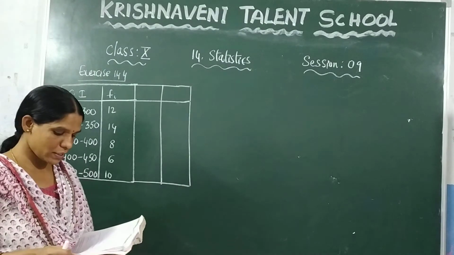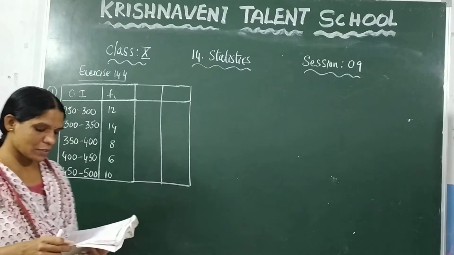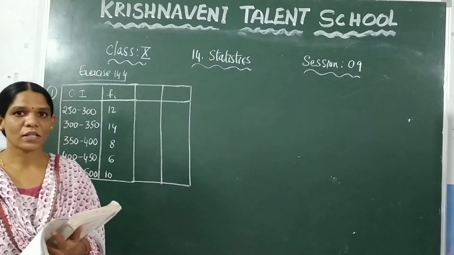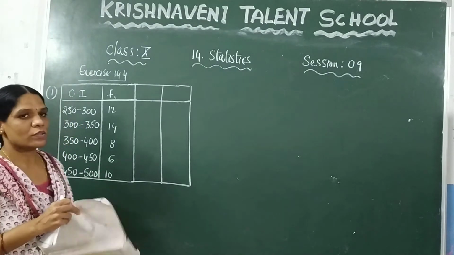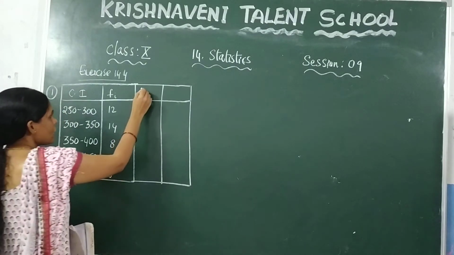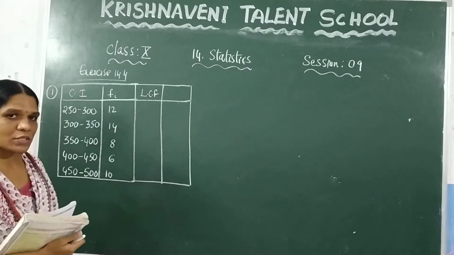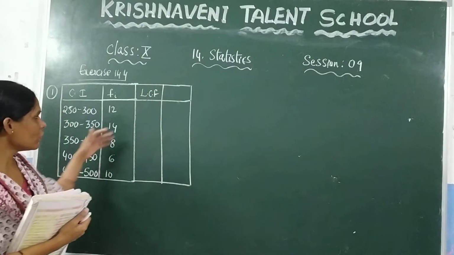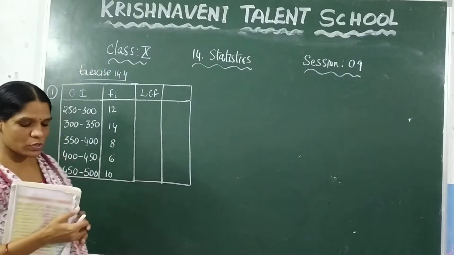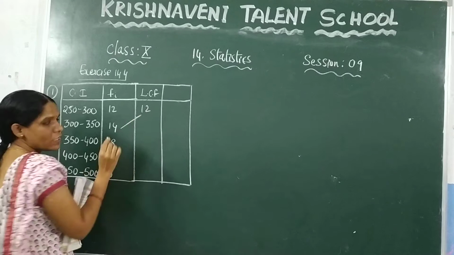14.4. Here in this question, based on this data, you need to draw the less than cumulative frequency curve in the graph. For that, you need to write the less than cumulative frequency values. While writing the less cumulative frequency values, you have to go from the top to the bottom. So write this 12 as it is, and after that you need to add these two values.